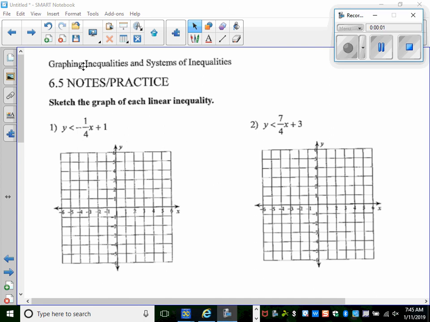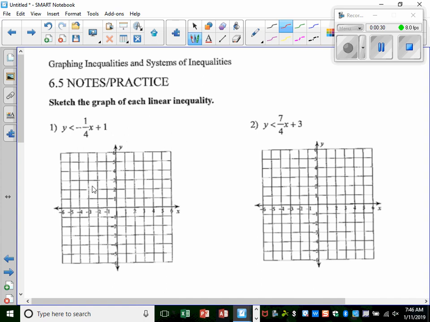Topic that says graphing inequalities and systems of inequalities. So we're going to be graphing an inequality on a coordinate plane. If you recall, earlier in the year, we graphed on a number line, and based on the inequality symbol, we either had a closed dot or open dot, and we shaded to the right or shaded to the left.